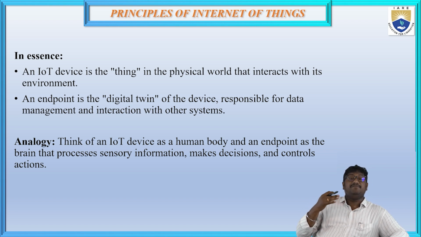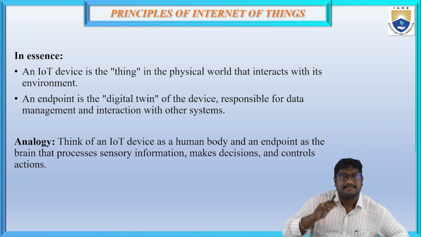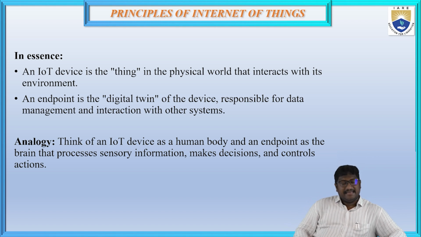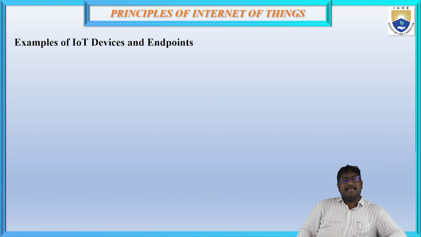With this sensed information, the brain is going to process the data and take some decisions depending on the data which is analyzed. This is how the IoT basic devices, physical devices, and the endpoints are. And I'll show you a small example for these devices and endpoints.